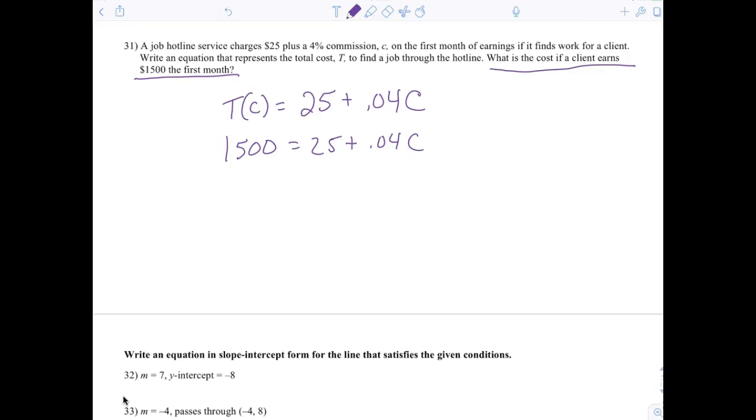What was the cost? Anybody can do that on the calculator if you want. $1,500 minus 25, and then divide that by 0.04. 36,000 what? $875. Okay. What did it say?